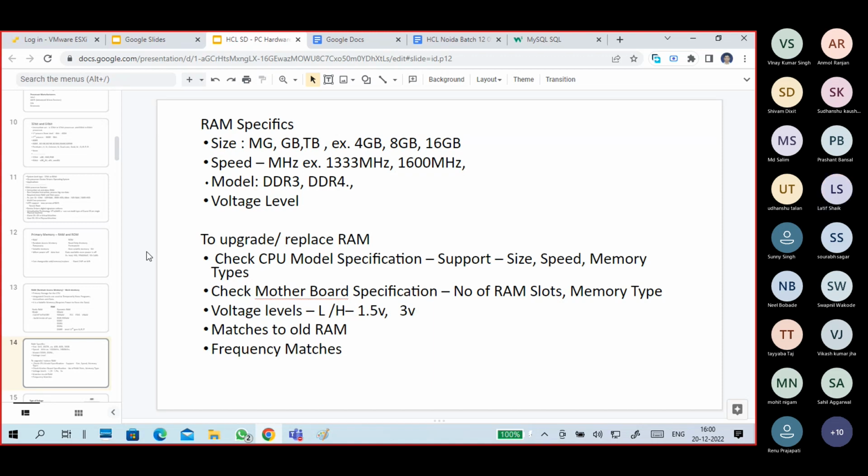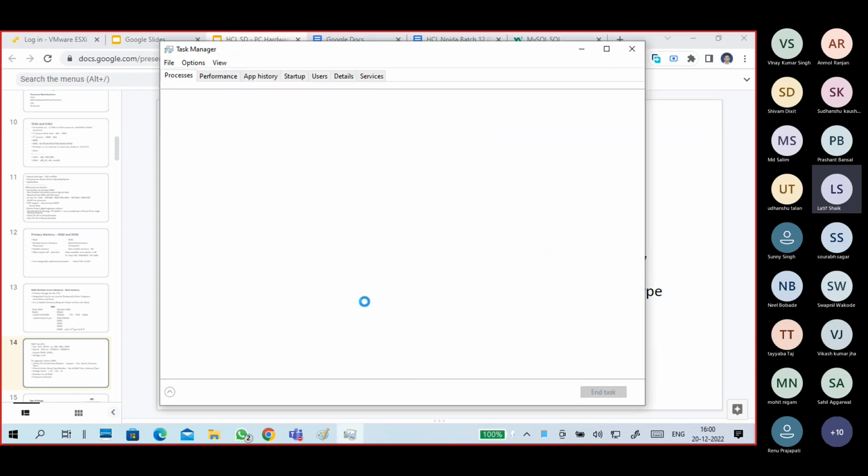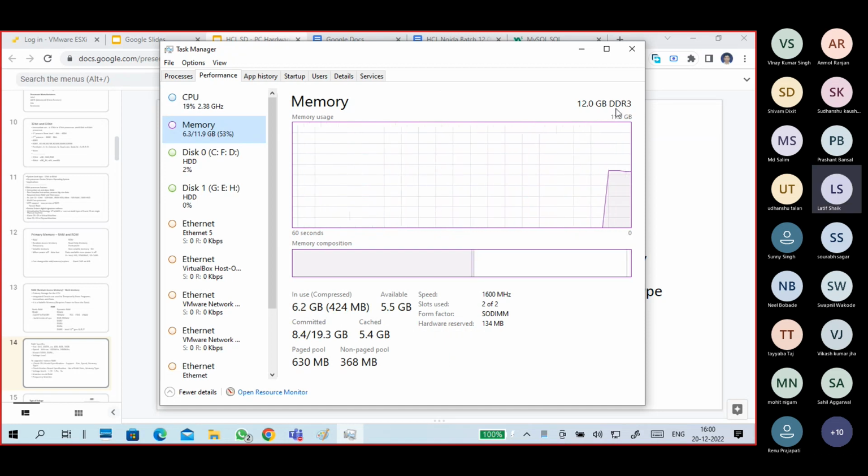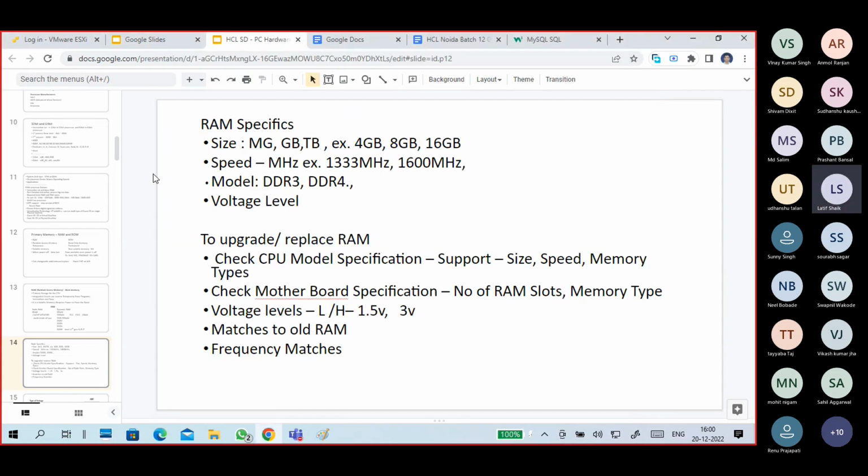Can we determine the model of our RAM? How can we determine the model of our RAM? If I want to know the model of the RAM in my laptop, how can I? Did you check your system configurations? Here it is. Mine is DDR. Very good. Also you can use third-party applications like Speccy. I already showed that. Okay, very good.